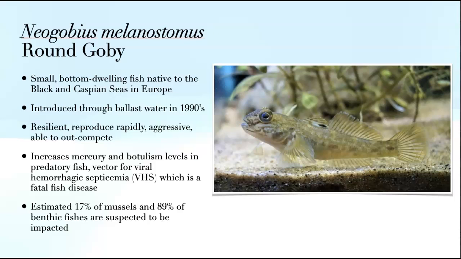They are also a vector for viral hemorrhagic septicemia, which is a fatal fish disease. In a study, they were estimated to have impact on 17% of mussel species and on 89% of benthic fishes.